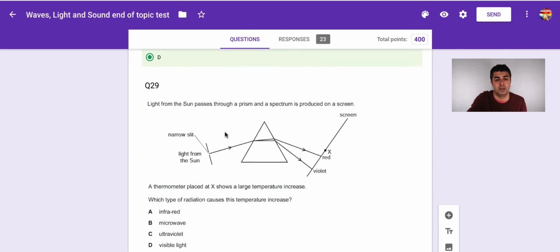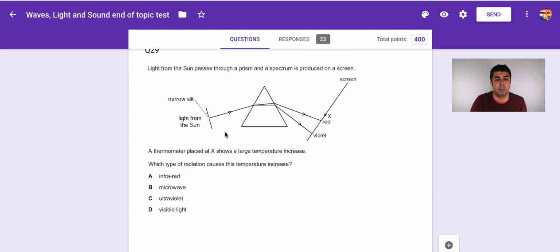And question 29. Light from the sun passes through a prism and a spectrum is produced on a screen. A thermometer is placed at the point X. It shows a large temperature increase. Which type of radiation causes this temperature increase? Well, Roy G. Biv is red, orange, yellow, green, blue, indigo, violet. That's visible. That's what you can see. So I hope you see by problem solving, if it's just slightly above red, it must be infrared.